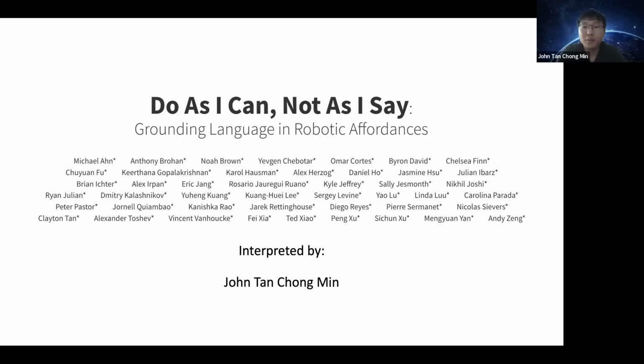Hi everyone, and today we'll have a very interesting discussion on this model known as SayCan. The long name is Do As I Can, Not As I Say. This was great work done by a lot of people at Google Robotics.